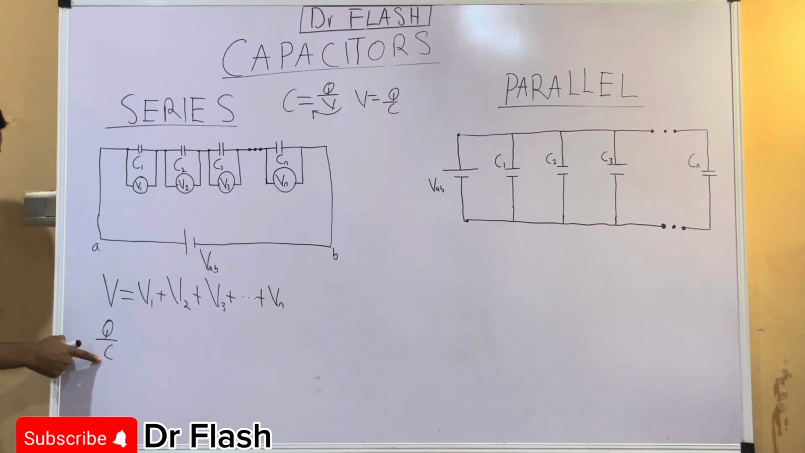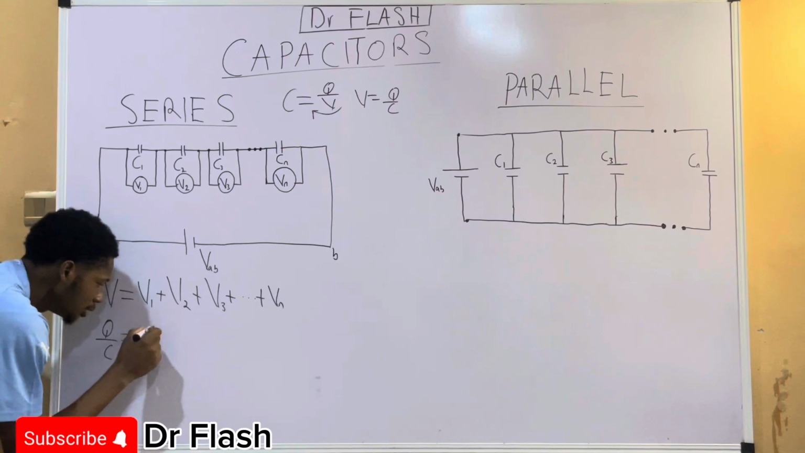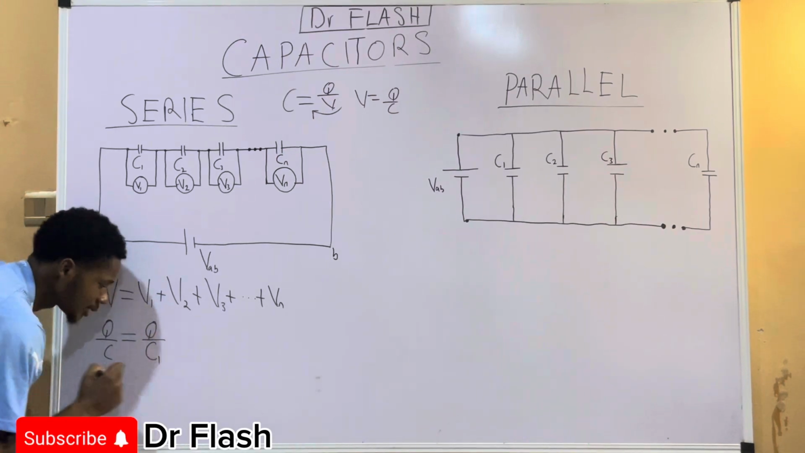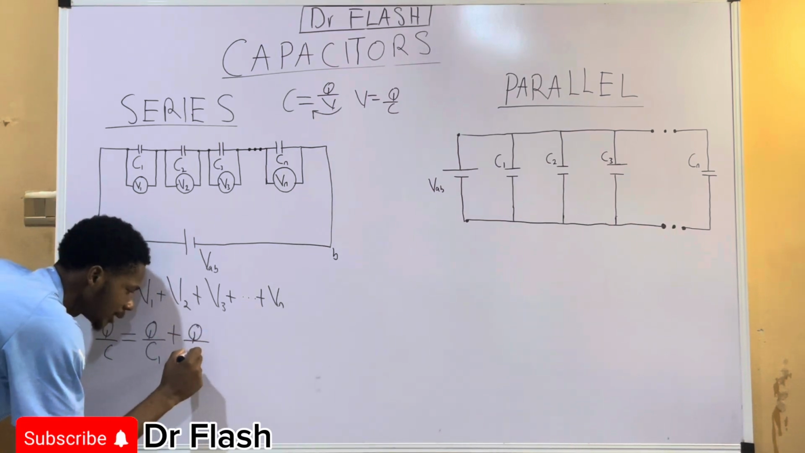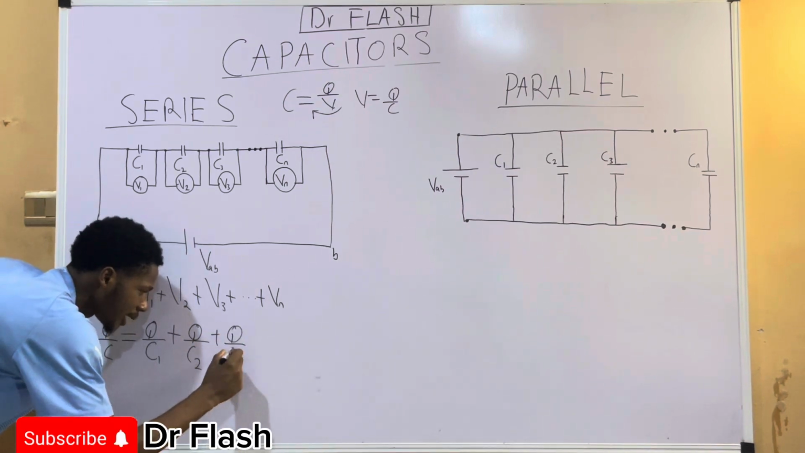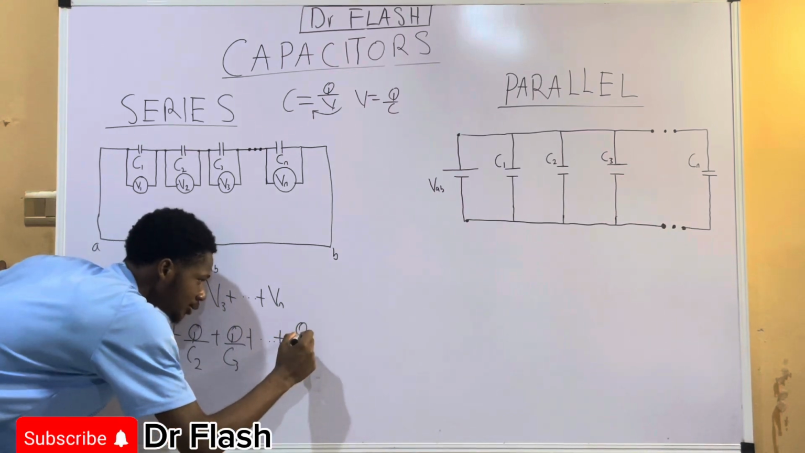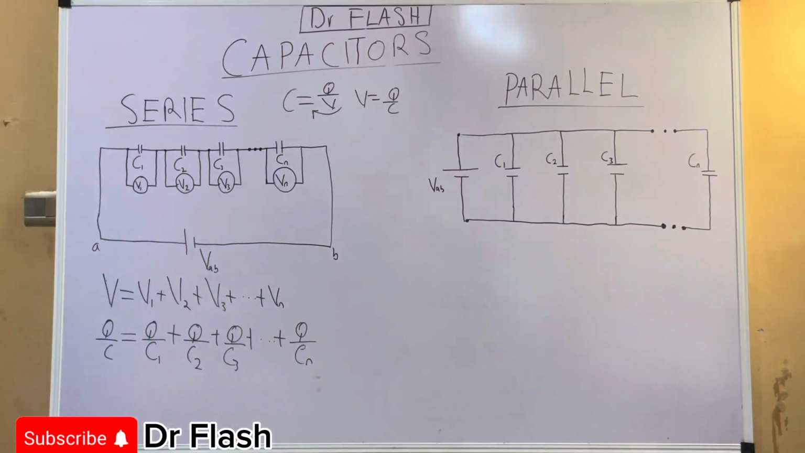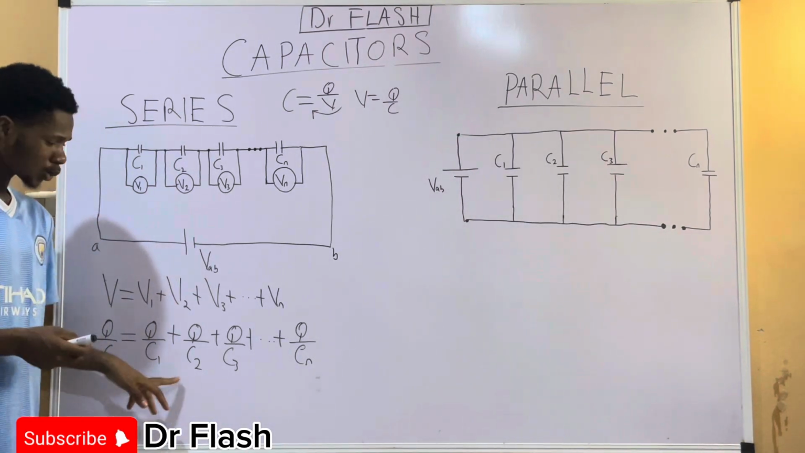The total capacitance, okay? And that is going to equal V1, which is the charge in the capacitor divided by the capacitance C1, plus V2, the charge in the capacitor divided by C2, plus V3, the charge in the capacitor divided by C3, and we're going to continue like that, plus the charge in the capacitor divided by what? Cn, right?